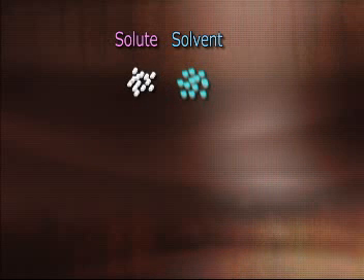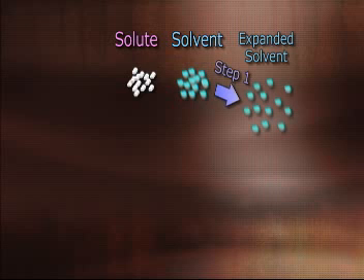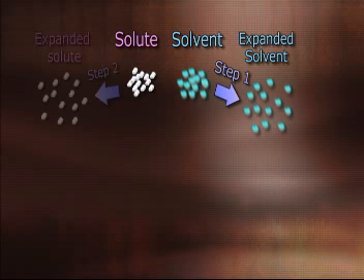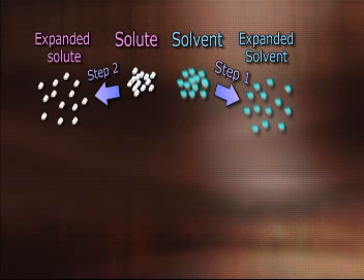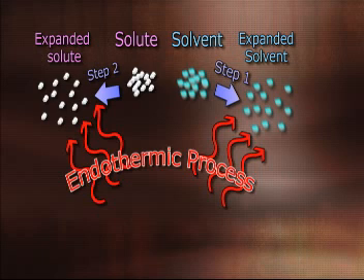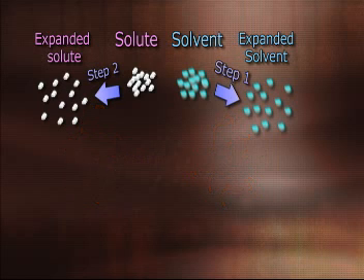In the first step of this process, the solvent particles expand to make room for the solute particles. In the second step, the solute particles also expand so that they can fit into the space between the solvent particles. Both of these processes are endothermic because they require the absorption of heat energy in order to take place.